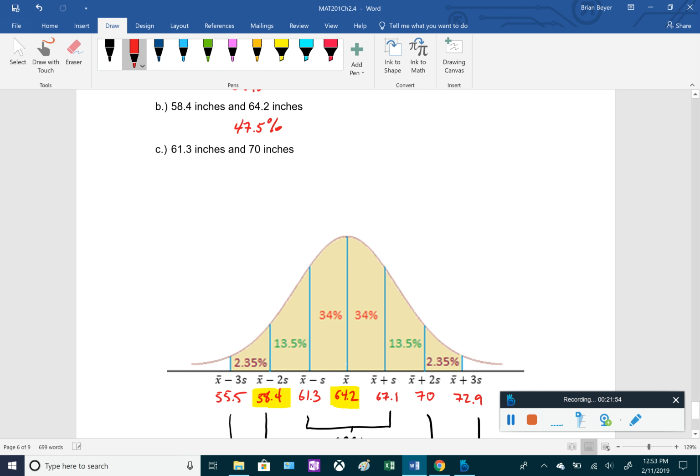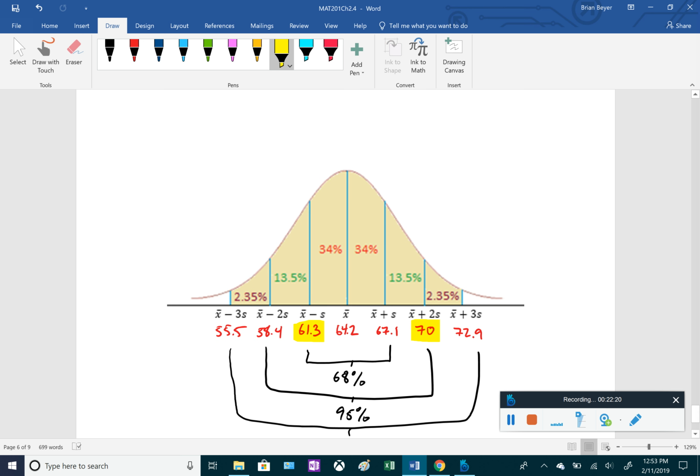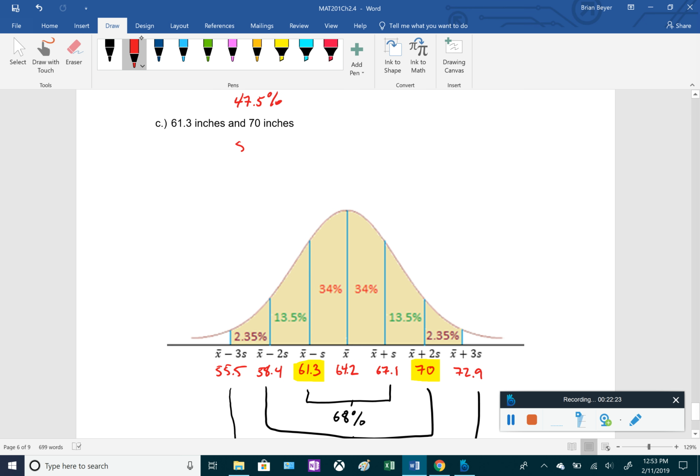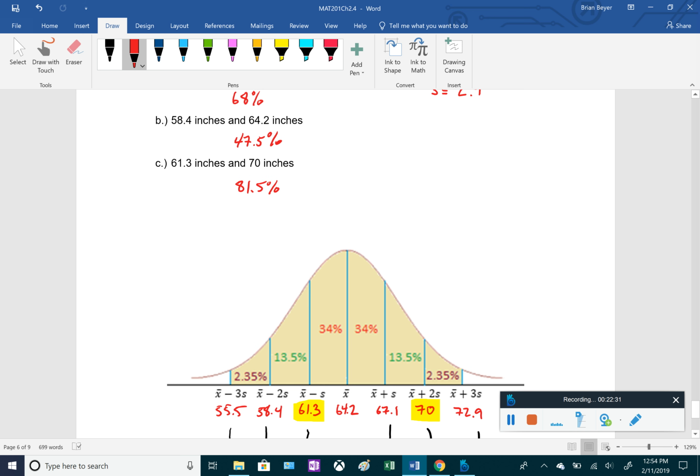And then for the last one here, 61.3 and 70 inches. 61.3 is one standard deviation to the left, and then 70 is two standard deviations to the right. So once again, I'm just going to add up the percentages between them. That's going to be 34% plus 34% plus 13.5%, which gives us 81.5%. So about 81.5% of the students are between 61.3 inches and 70 inches.